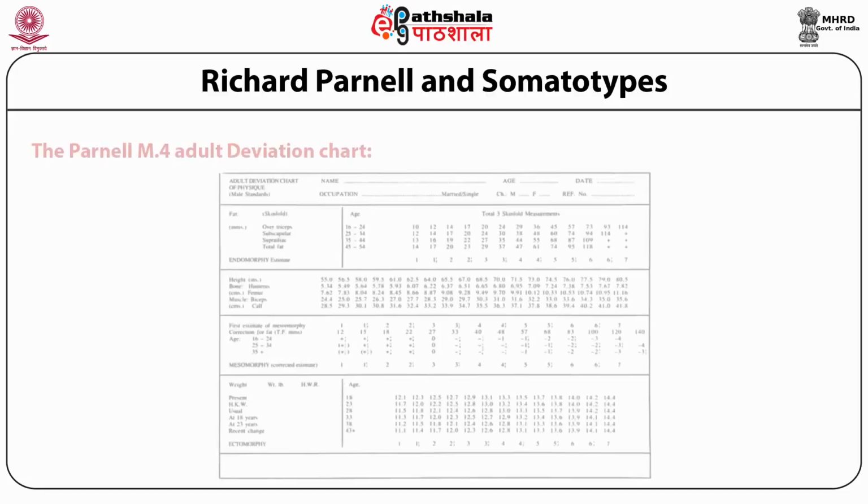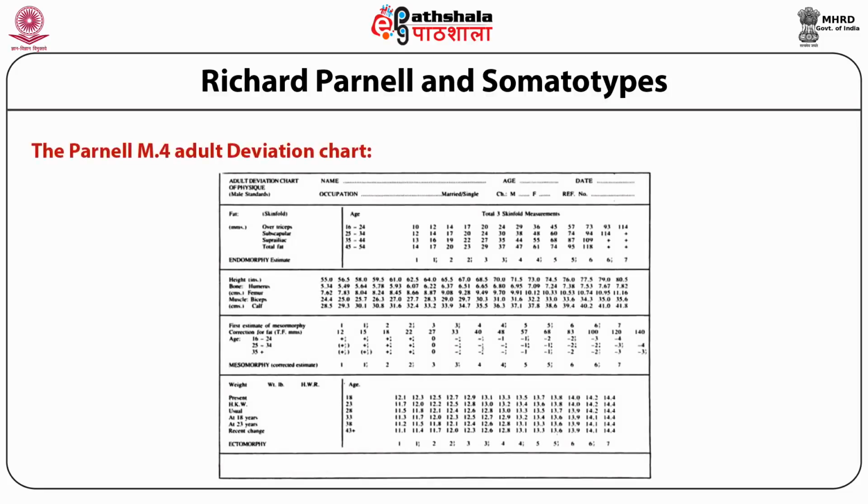You can see here Parnell's M4 adult deviation chart. It shows the values for the Harpenden chart for determining the somatotype. This skinfold caliper insert for the chart is based on Parnell's determination of the endomorphy estimate.